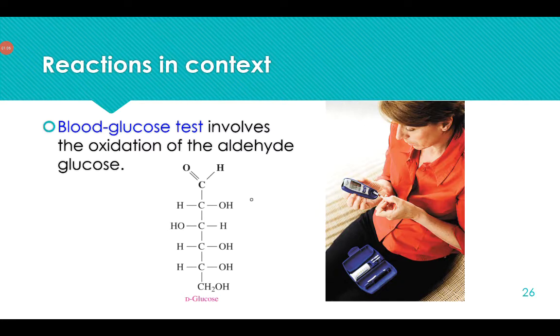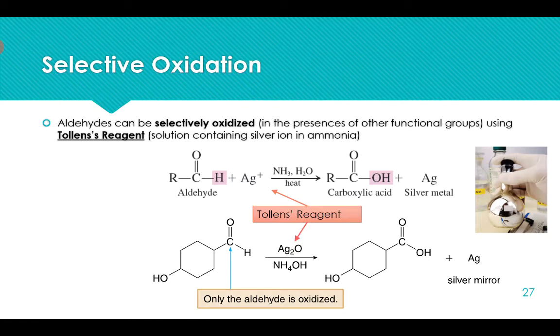Our oxidation reactions are very important because once we start our sugars chapter, which is going to be our first biochemistry chapter, all of our sugar molecules have either aldehyde or ketone functional groups. The blood glucose test involves the oxidation of this aldehyde group on glucose. So it is a very important reaction. We can selectively oxidize just our aldehyde functional groups. An example of that is by using what's called Tollen's reagent.